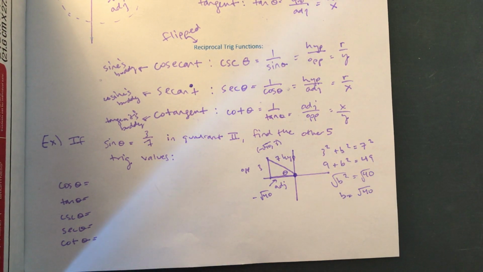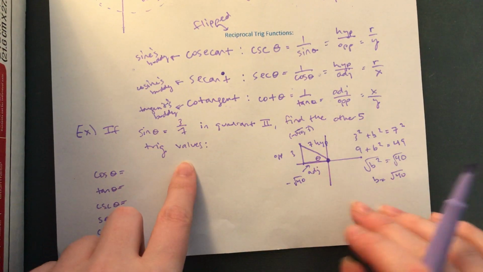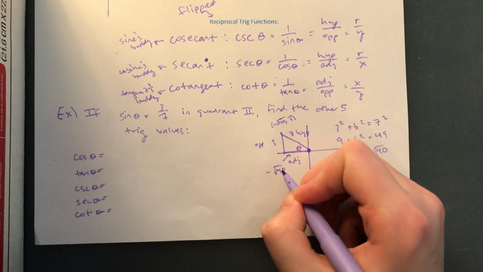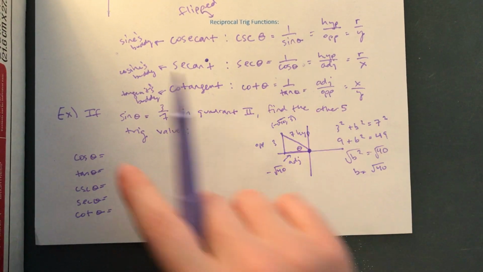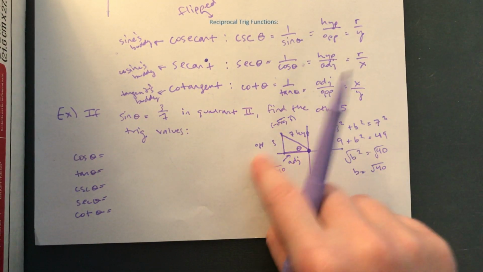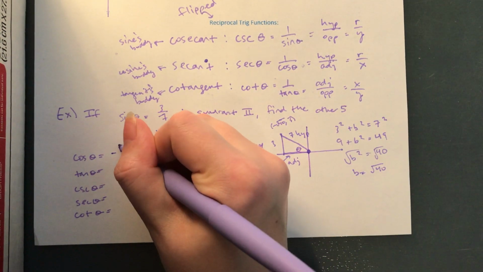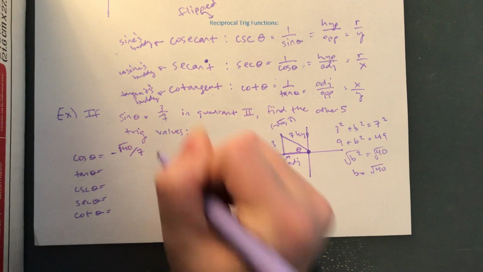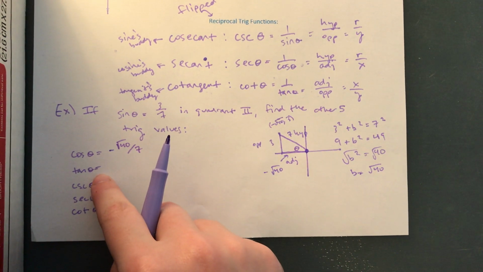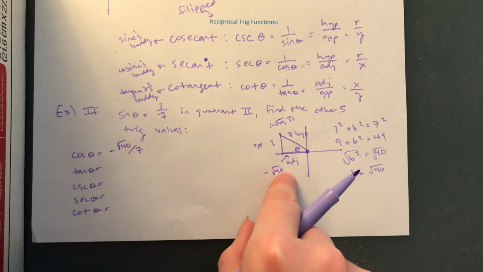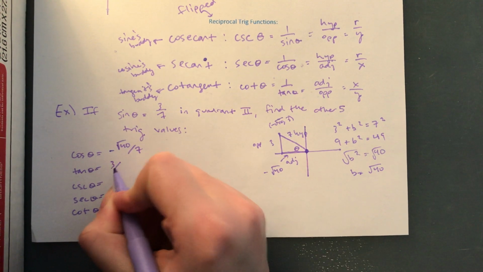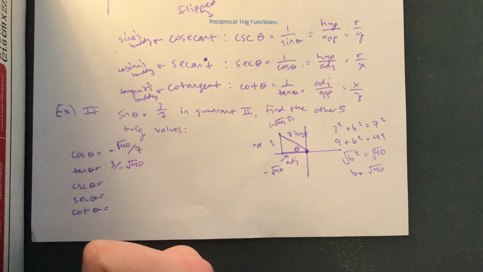But all right, so they gave us sine is 3/7. We know all three values now. Cosine is adjacent over hypotenuse, so cosine is going to be negative root 40 over 7. Tangent is opposite over adjacent, so it's 3 over negative root 40.